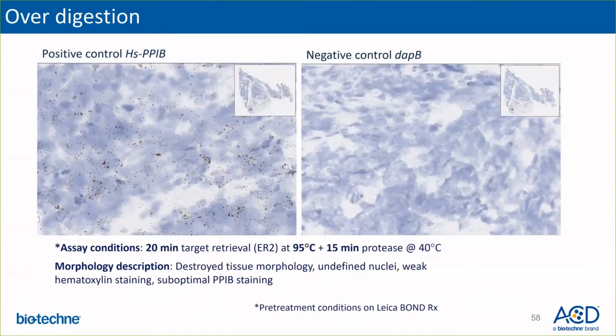As compared to the last slide, this data set shows that the samples have been over-digested, in which the nuclei are now undefined due to suboptimal tissue morphology, and the PPIB staining is slightly weaker than expected. Again, please note that these conditions were done on the Leica Bond RX platform.